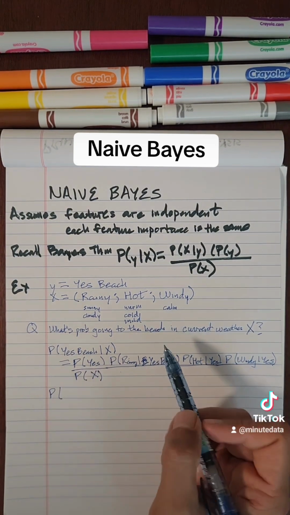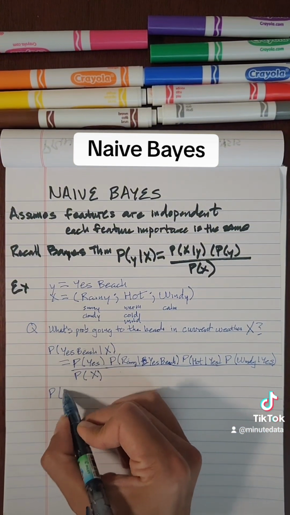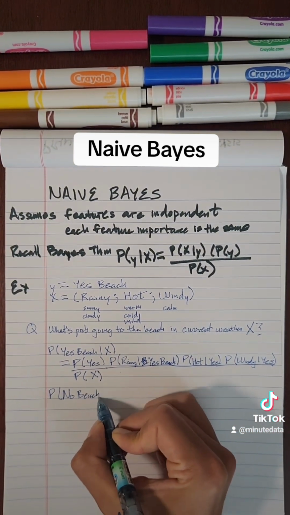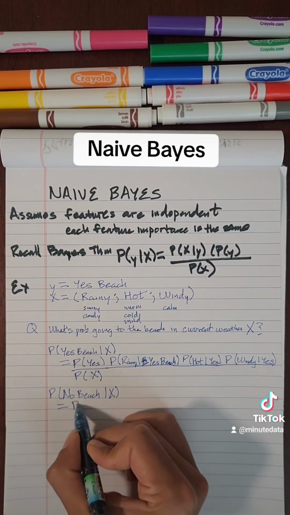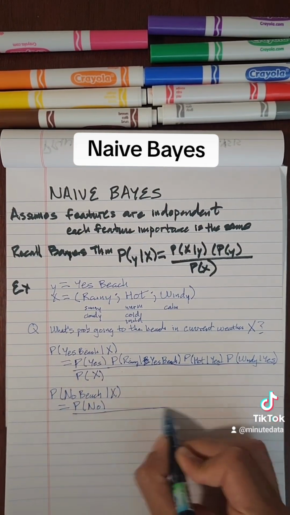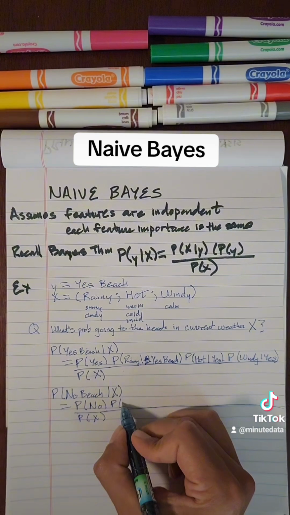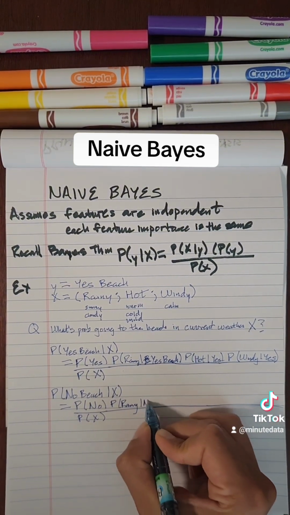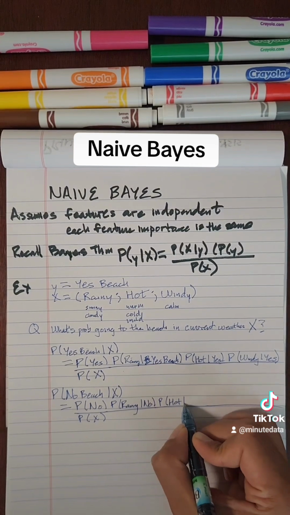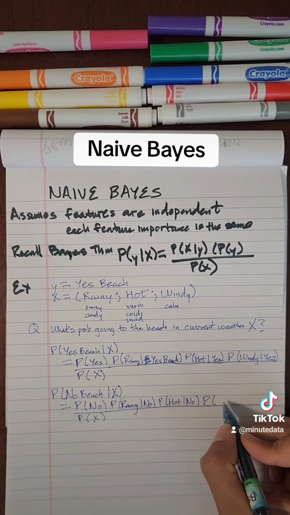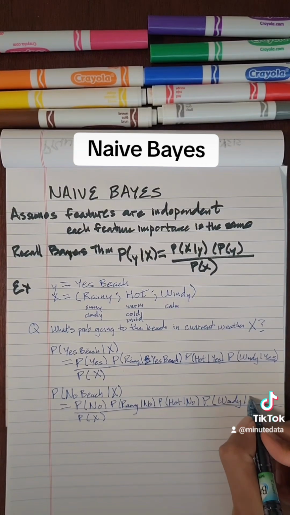The next part of this question is, hey, are you going to go to the beach? One option is yes, the other option is no beach, given x. Let's get the simple part first, which is the probability of no divided by the probability of x's. And then let's get to the more complicated, longer part: probability of rainy, given no; probability of hot, given no beach; and probability of windy, given no beach.